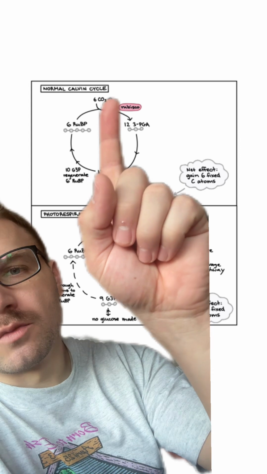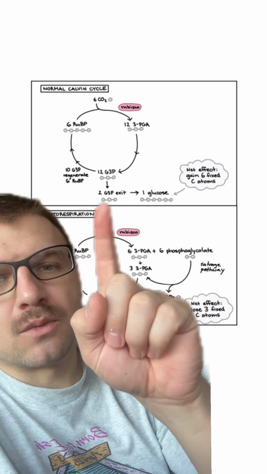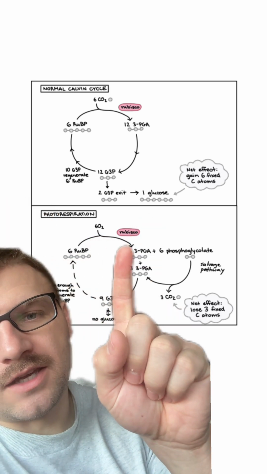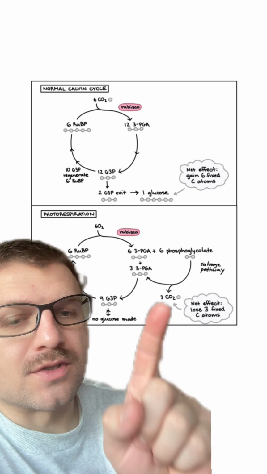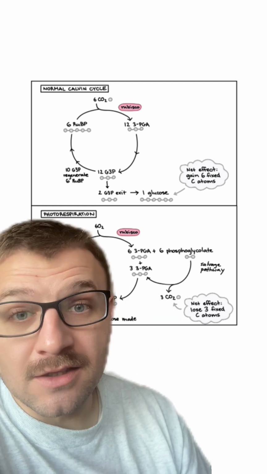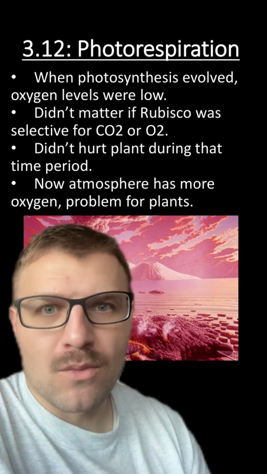Here's another way of looking at it. You can see the normal Calvin cycle where we're intaking CO2, producing G3P, which then makes glucose. If you take a look at photorespiration, you can see it's intaking oxygen, which then will produce CO2. And again, that's not a good thing for a plant because instead of taking in carbon dioxide, it's going to lose carbon dioxide.